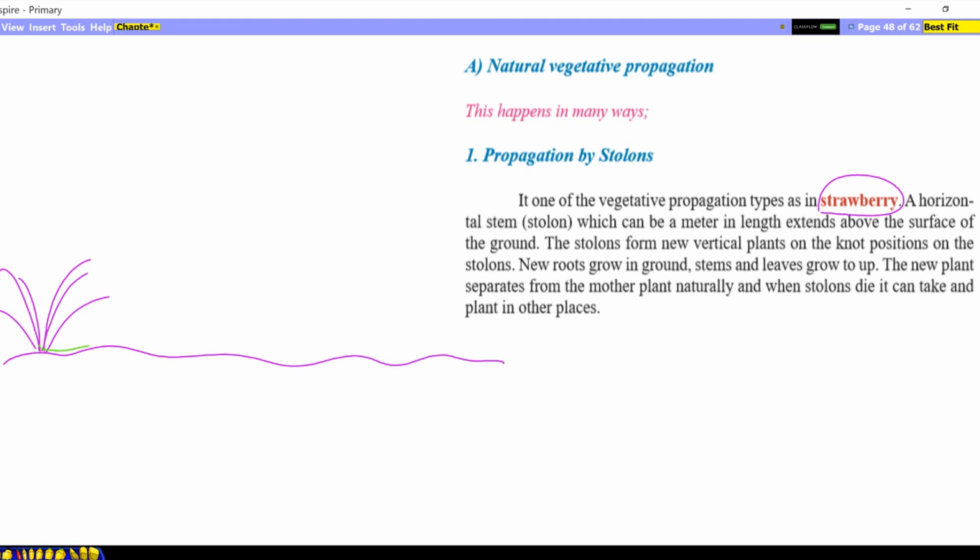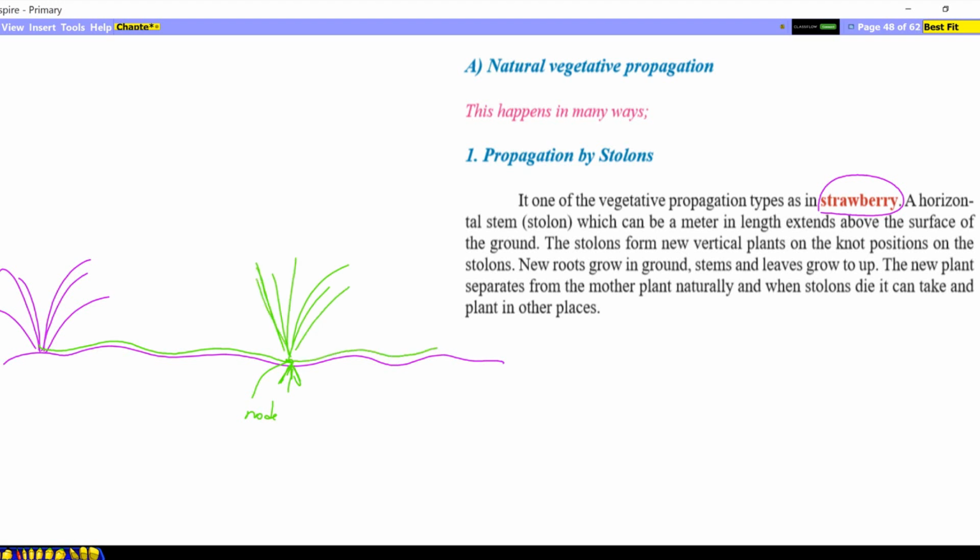The strawberry plant on the surface of the ground has this form. The stem of the plant is herbaceous, so it does not stand, but extends on the surface of the soil. After a time, it makes roots at the connection points of nodes. These stolons form new vertical plants at the node positions on the stolons. Vertically they also produce stems and make a new plant.